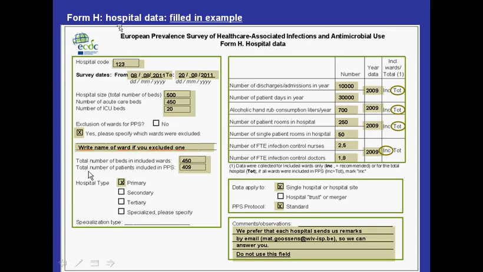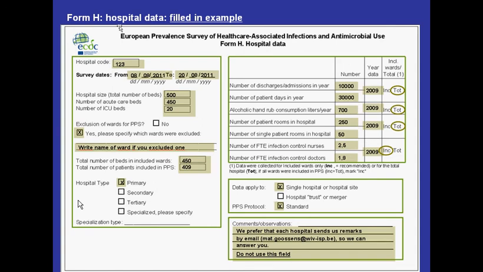Next, you will fill in the number of patients included in the PBS. This, of course, will only be known after completing data entry. The last variable on this side of the form is hospital type, primary, secondary, or tertiary.